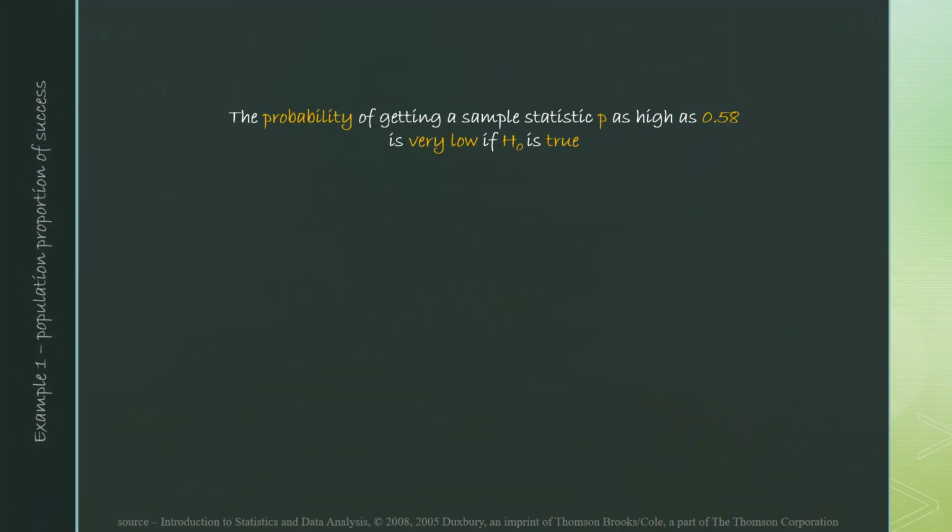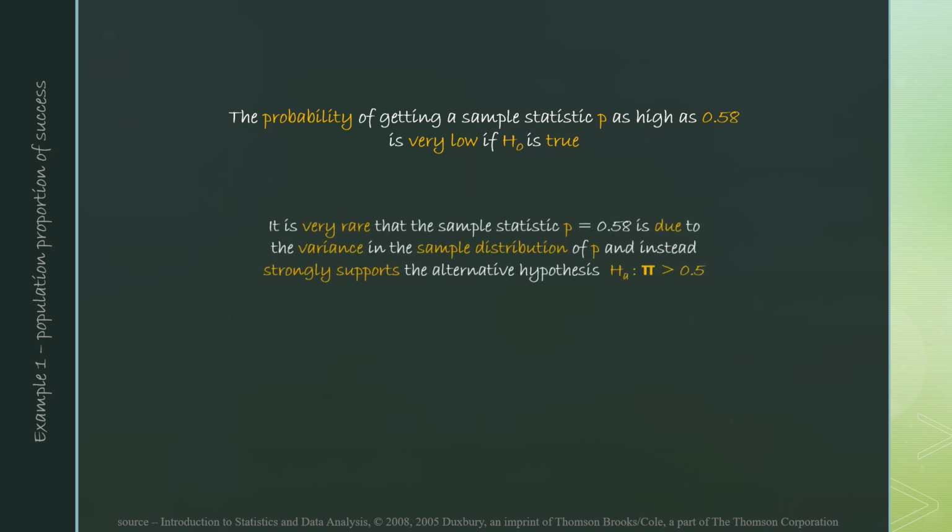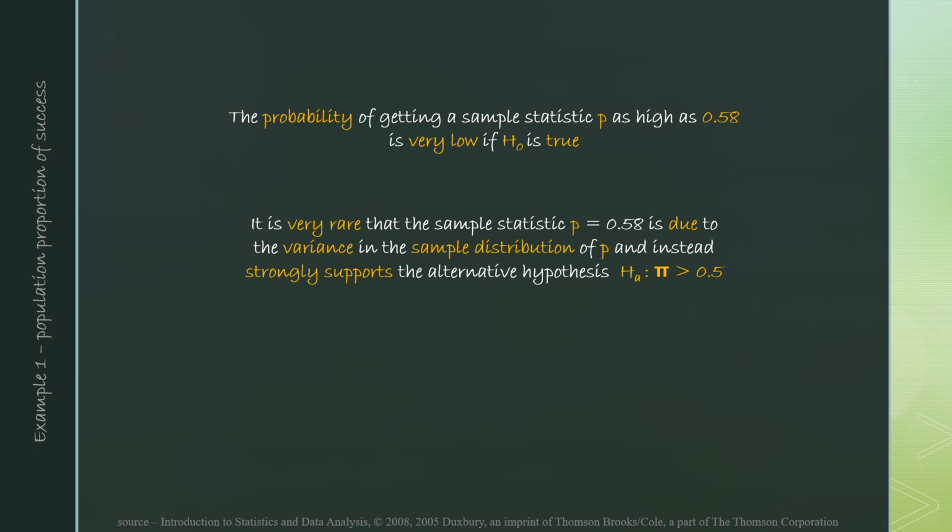The hypothesis test confirms the probability of getting a sample statistic P as high as 0.58 is very low if H0 is true. It is very rare that the sample statistic P equals 0.58 is due to the variance in the sampling distribution of P, and instead it strongly supports the alternative hypothesis HA, that is pi is greater than 0.5. Therefore, the null hypothesis H0, that is pi equals 0.5, is rejected in favor of the alternative hypothesis HA, that is pi is greater than 0.5.